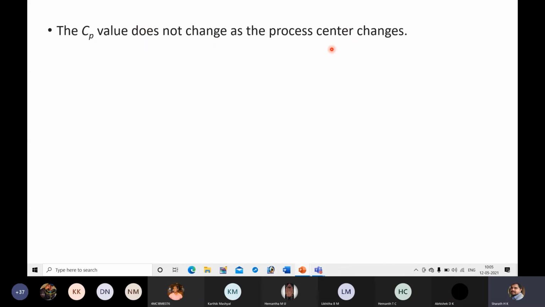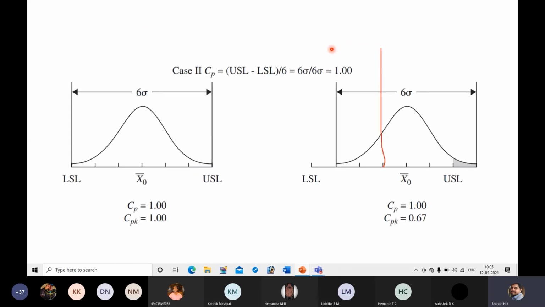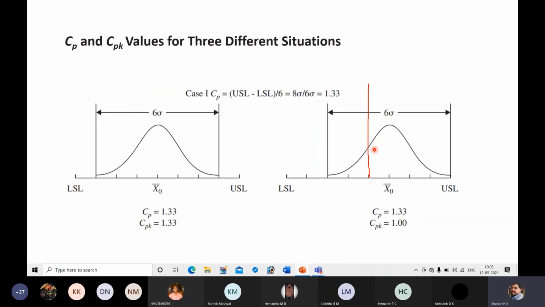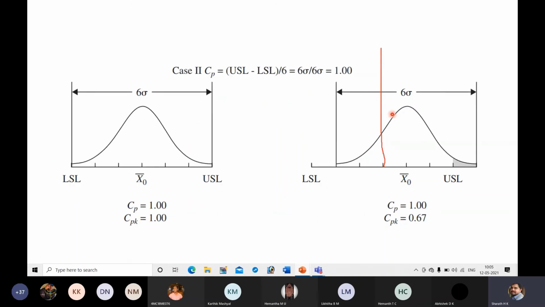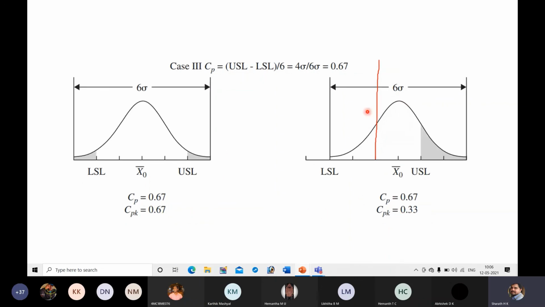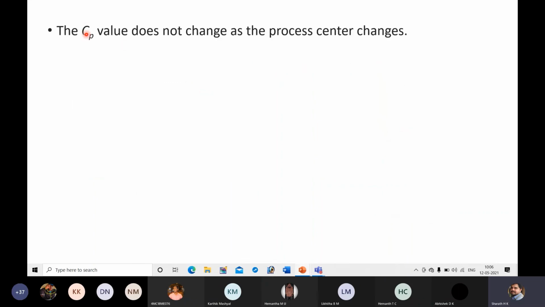Based on these three observations, you can conclude that the Cp value does not change as the process center changes. In all the three cases, the process center changes. This is the actual process center, but it has shifted like this. Here you can see the Cp value remains the same for both. Here also, this is the actual center, but it has shifted to this location, but the Cp value remains the same. Here also the Cp value remains the same, even though the center has shifted. That is the meaning: the Cp value, that is the capability index value, does not change as the process center changes.